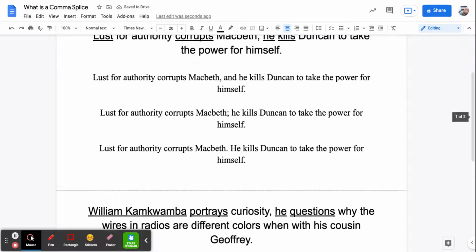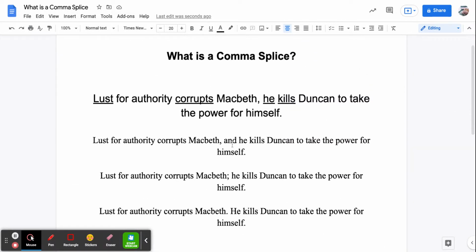So your three options for correcting a comma splice are to either add a conjunction after the comma, to change your comma to a semicolon, or just to put a period between the two clauses.